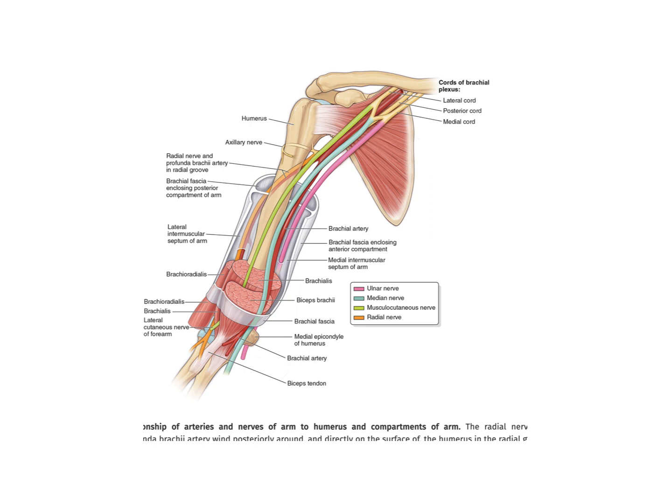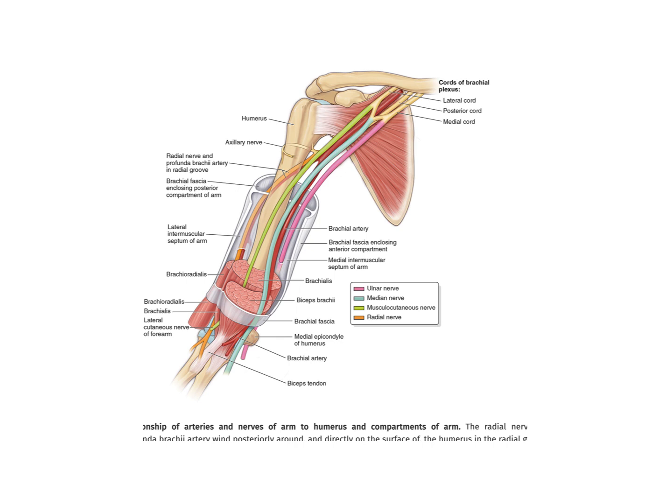This diagram illustrates the relationship of arteries and veins of the arm to the humerus and the different compartments of the arm. The deep brachial artery, or the profunda brachii artery, accompanies the radial nerve and winds around the humerus posteriorly and directly on the surface of the humerus in a groove called the radial groove.